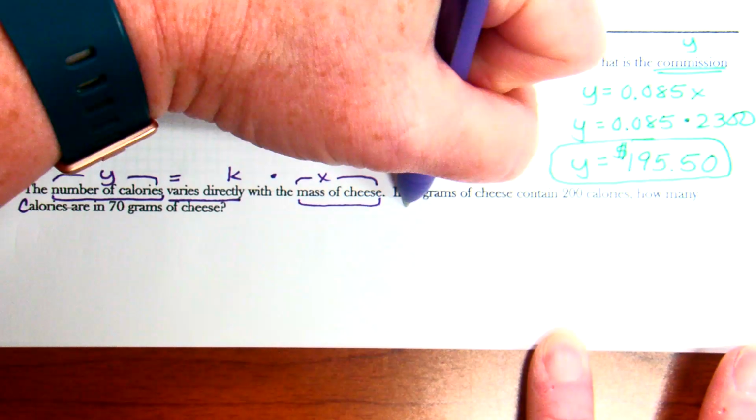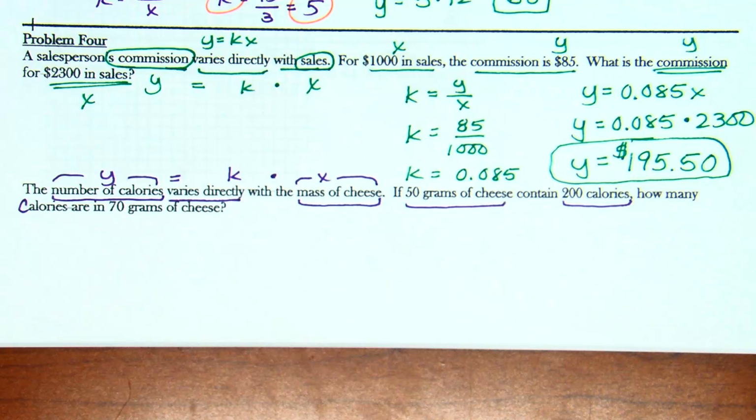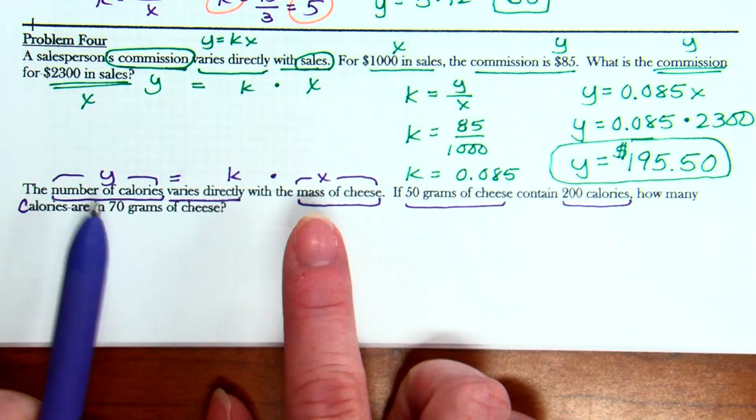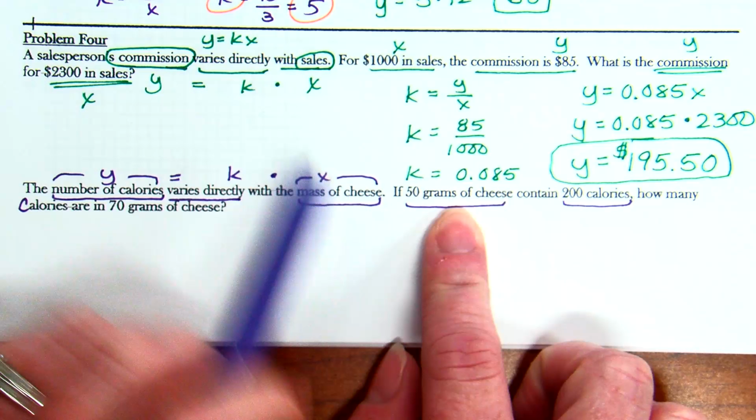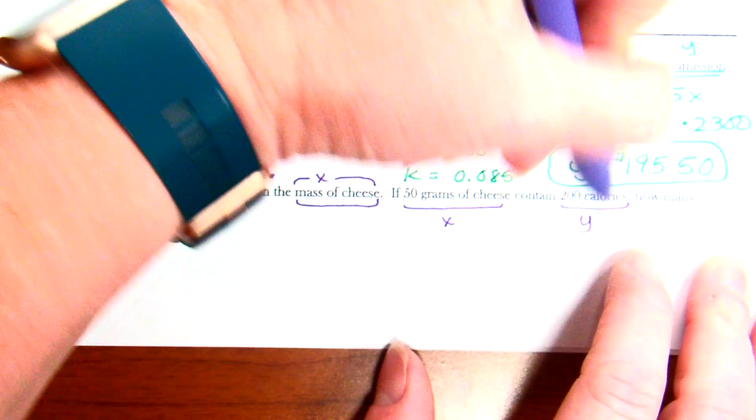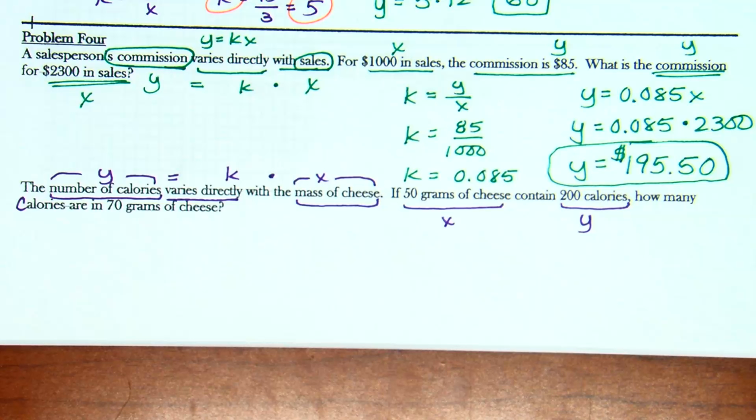My question, as always, what's X? What's Y? Go back to what we labeled at the beginning. 50 grams of cheese. Which one is that? That is your mass of the cheese. Contains 200 calories. That is my Y. We have an X and a Y value. What are we going to use those to find? K.